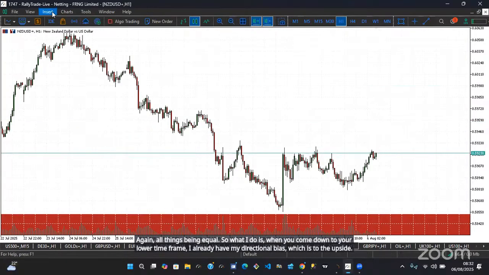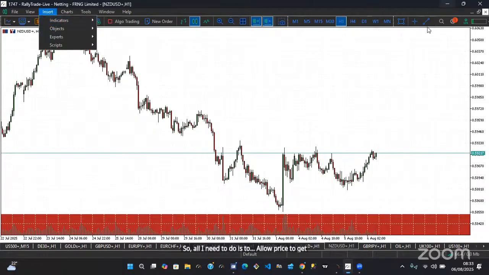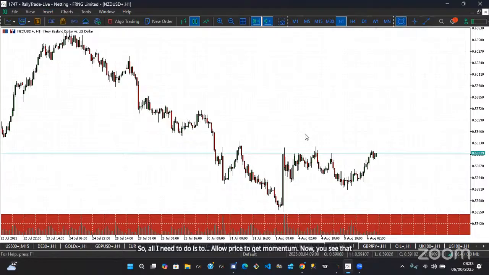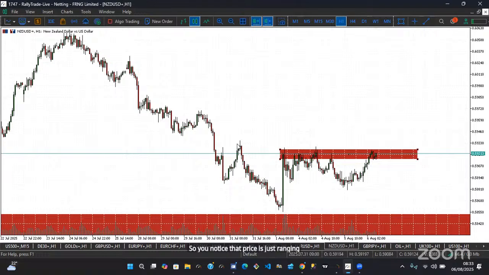Okay. So all I need to do is to allow price to get momentum. Now you see that across currencies that we have done, GBP USD, USD JPY, even the Euro USD, all price needs right now is momentum because the dollar is just trying to gain that strength back. So you notice that price is just ranging around these levels. Hence, I need price to break out.